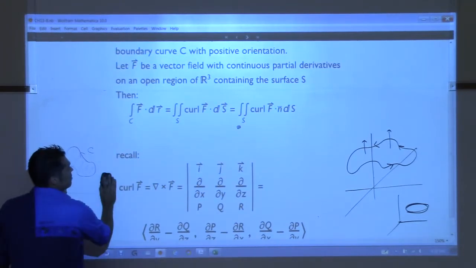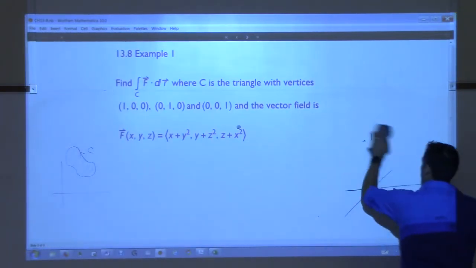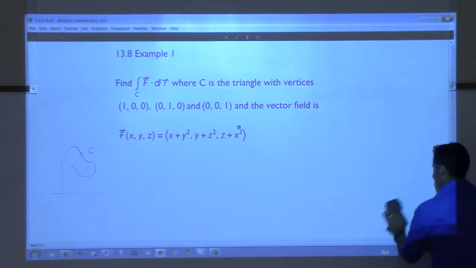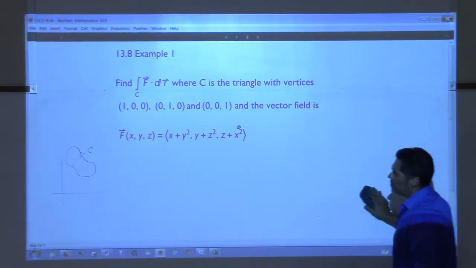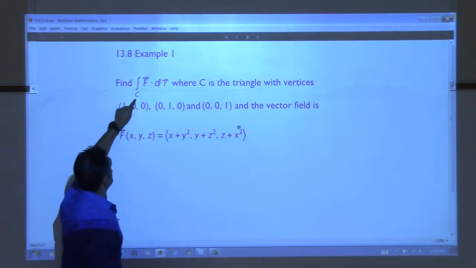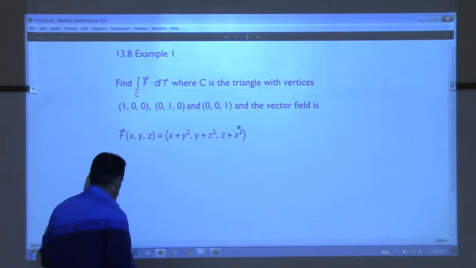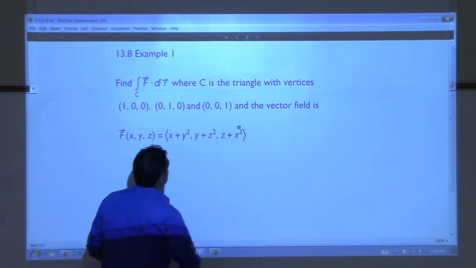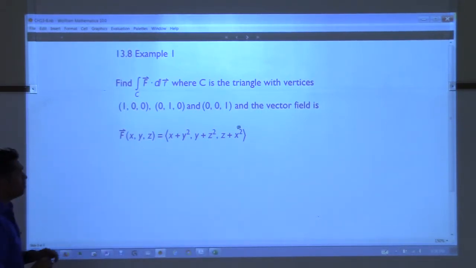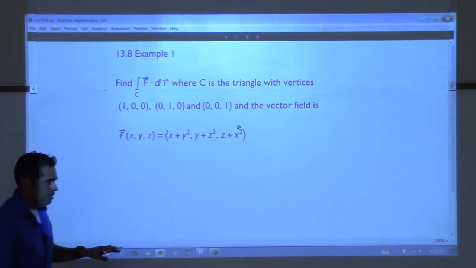All right, so let's take a look at an example. Let's find the line integral. So find the work done, in other words, by the field on some object moving over this curve, C, where C is the triangle with these vertices, and notice we're in three-dimensional space. So Green's theorem would not work here, right?